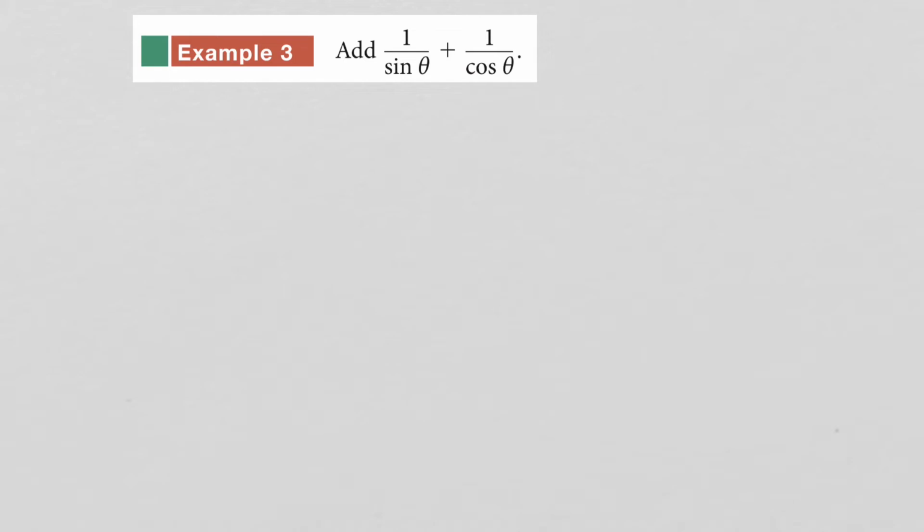In the third example, we're being asked to add 1 over sine of theta and 1 over cosine of theta. So the key concept here is that you can only add fractions when they have a common denominator. The least common denominator between sine theta and cosine of theta is sine of theta times cosine of theta. So what I can do here is multiply this first fraction by cosine of theta over cosine of theta, and I can multiply the second fraction by sine of theta over sine of theta.